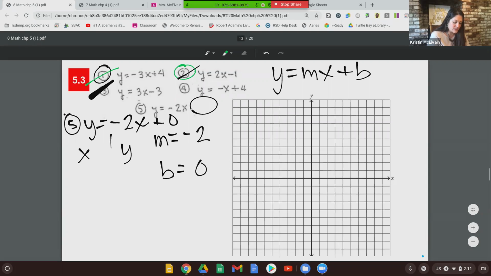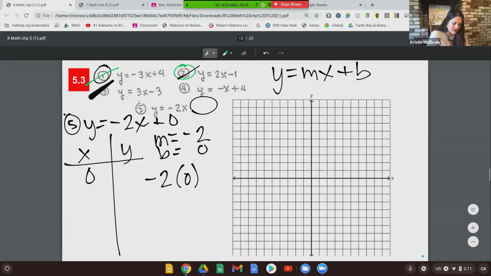Okay, here's our xy. Plug in a 0 for x. B equals 0. So if we plugged in the x, it would be -2 times 0 equals 0. Okay, so there's our first spot there. That's the origin. And if we were to do 2, then we would have -2 times 2. So it's going to be -4. Oops, why did I put the 2 there? I don't know. So then our y would be -4.